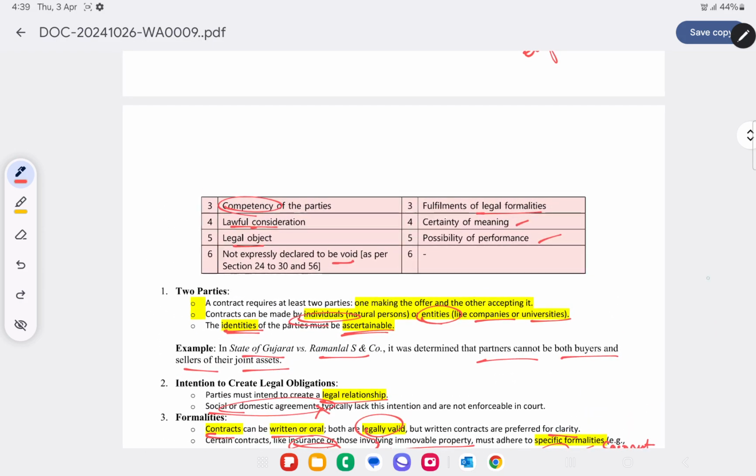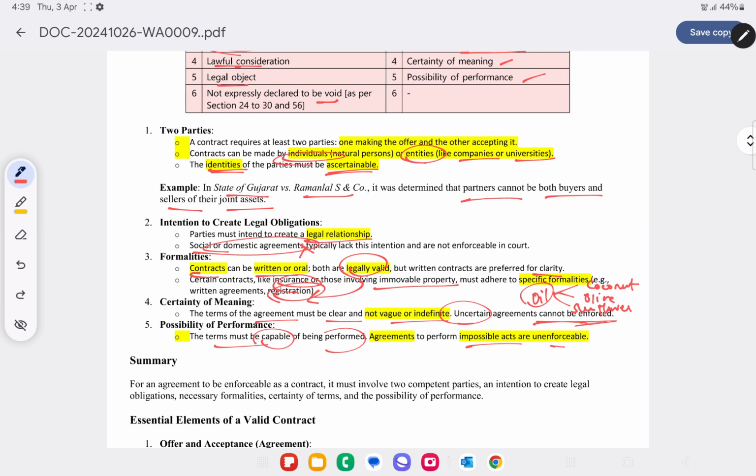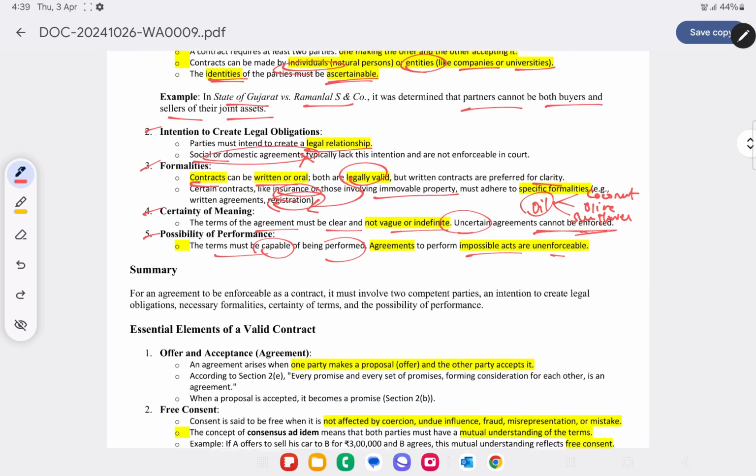So for a contract to be valid, what are the essentials which are not required as per the Act but still essential? First thing is two parties. There must be two parties. There must be some intention to create legal obligation. All the formalities will have to be fulfilled. Meaning has to be certain and it must be possible of being performed.